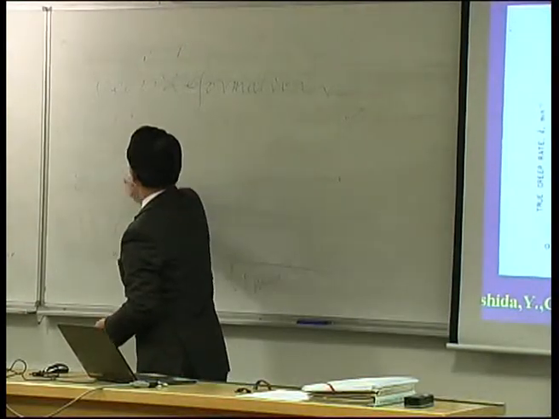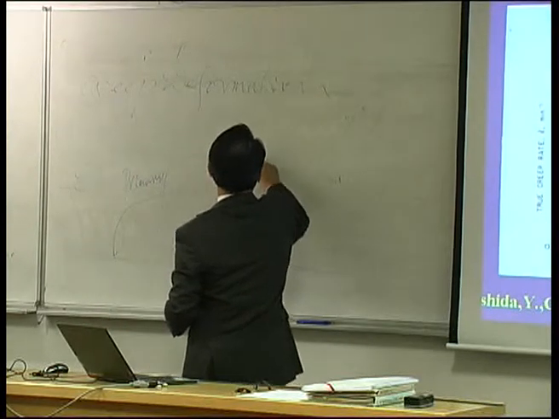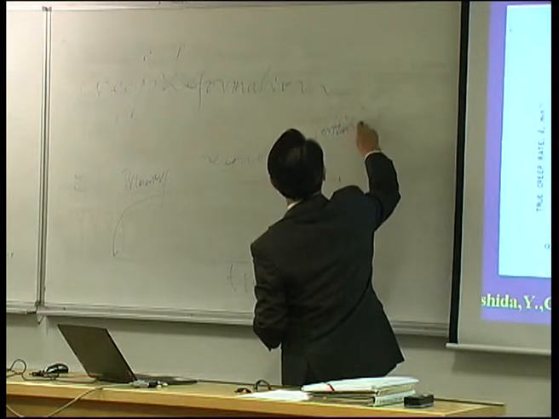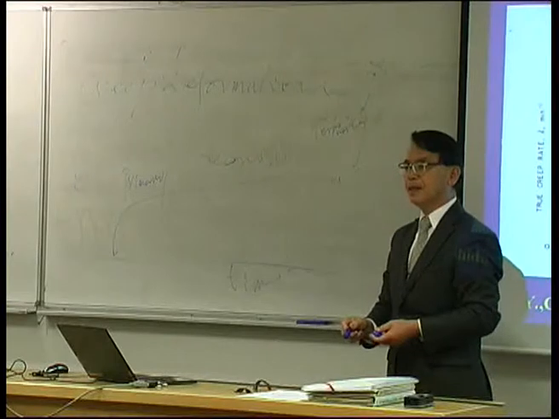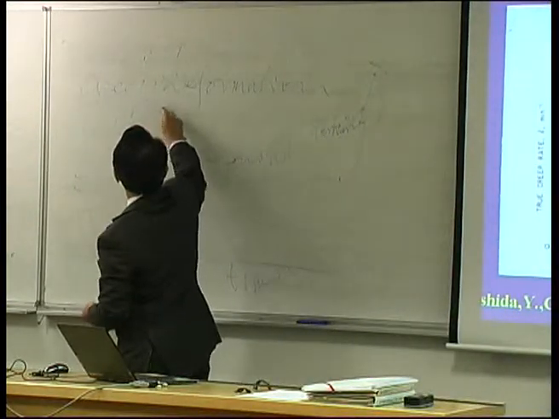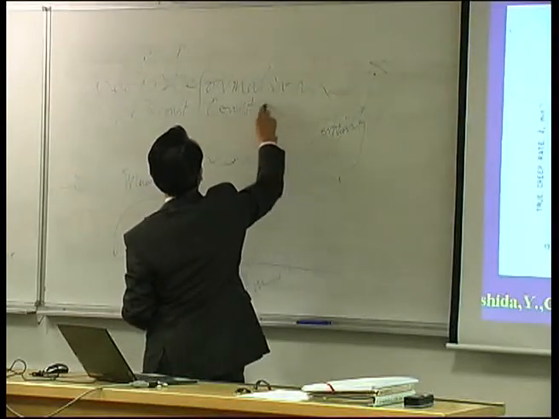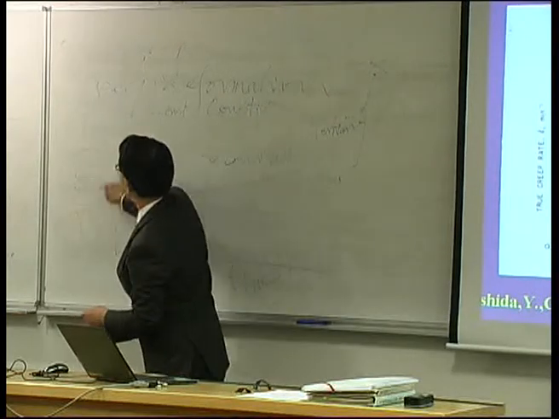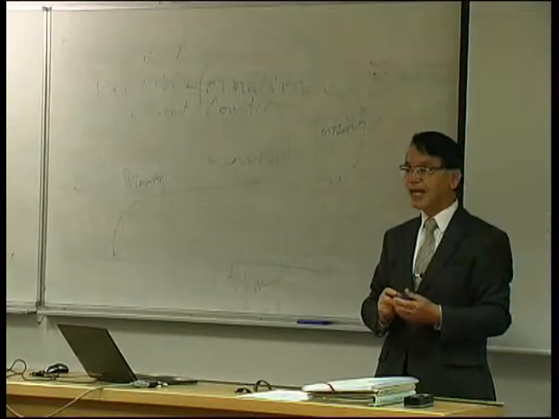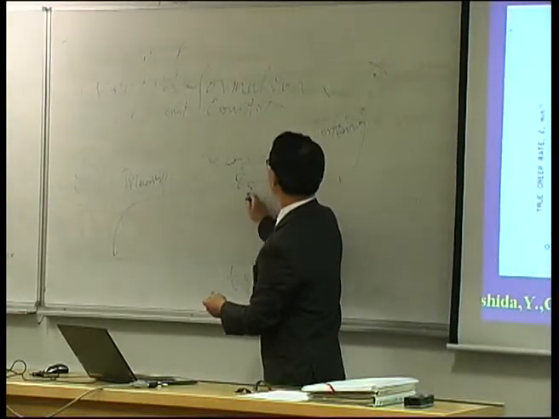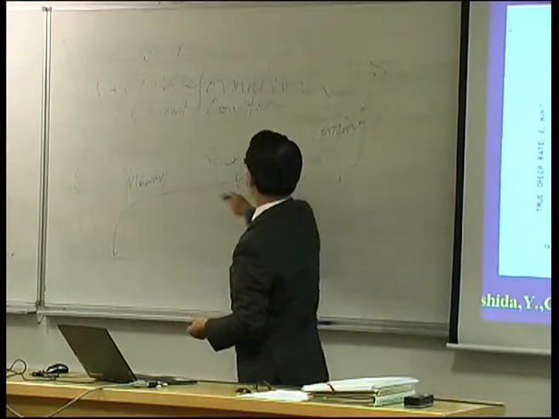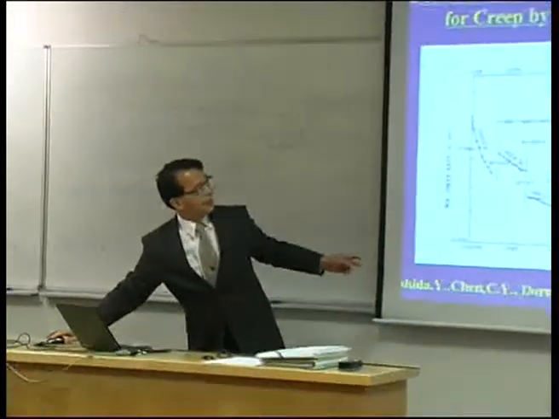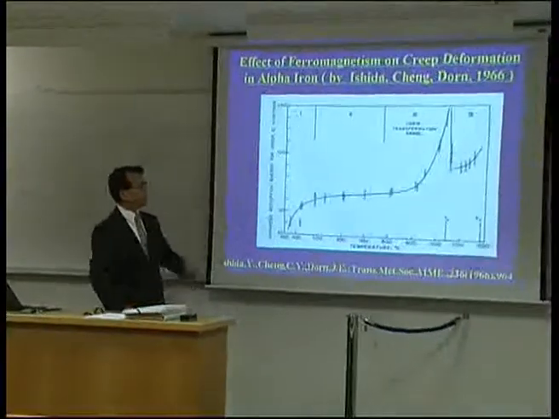So there is the primary stage, secondary stage, and tertiary stage, which connects to the fracture. You see? So this is it, at constant stress, or sometimes constant load. This is critical information. It is always a time dependent process. Here we call it the steady state because this is linearly deformed, so we can describe a constant rate. Okay?